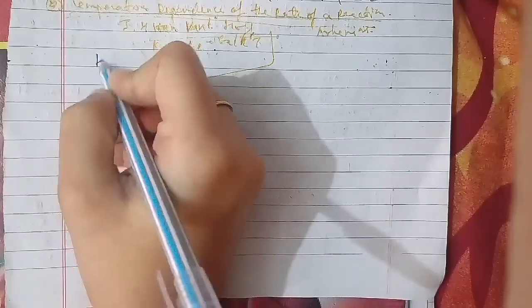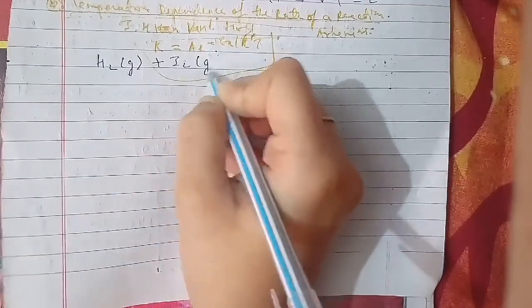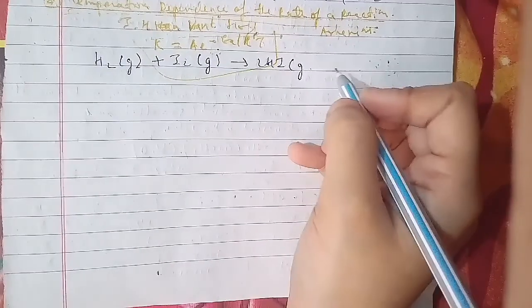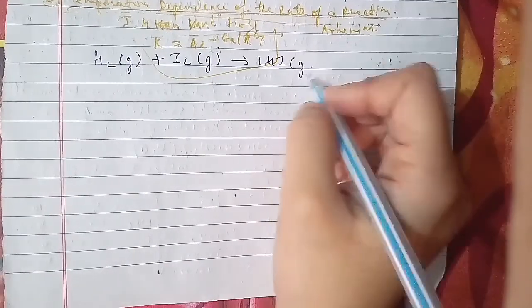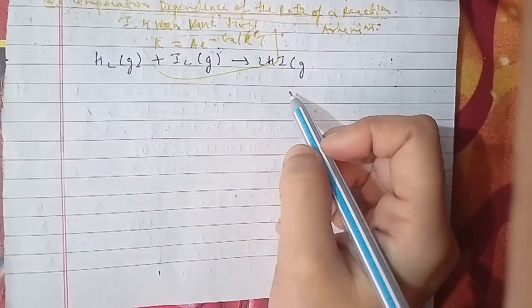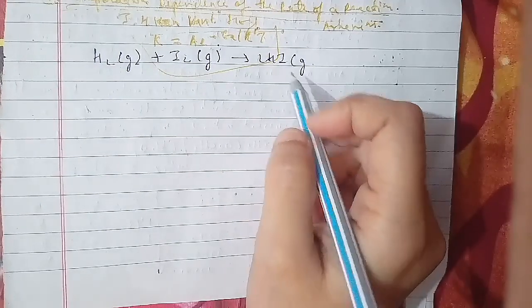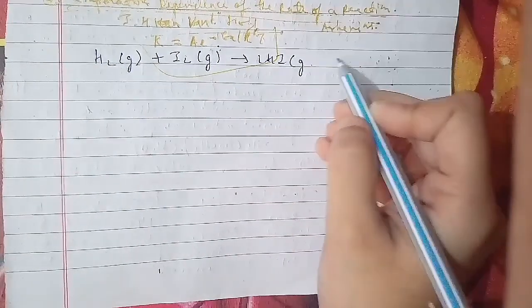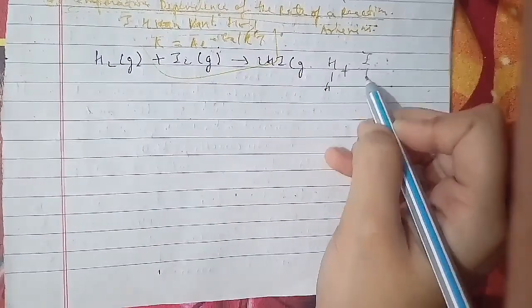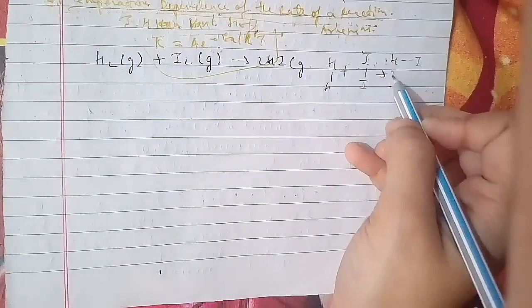In the same case, H2 plus I2 will give HI, and that will give HI, and of course plus HI. This is an intermediate state that is forming, and according to Arrhenius, this reaction can take place when a molecule of hydrogen and a molecule of iodine form an unstable intermediate.